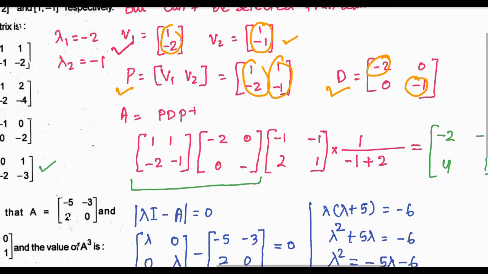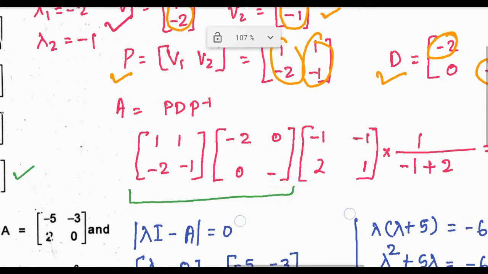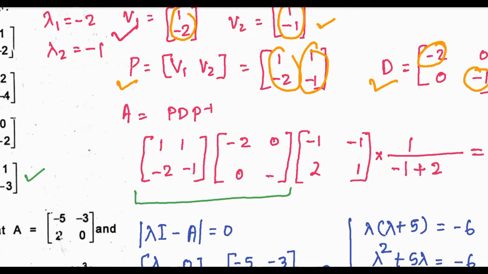So again, what is matrix A? Matrix A is represented by P D P inverse. What is the P matrix? P matrix is this one. D is the diagonal matrix, and P inverse. So this one is P, this one is D, and this one is P inverse. P inverse is this much.